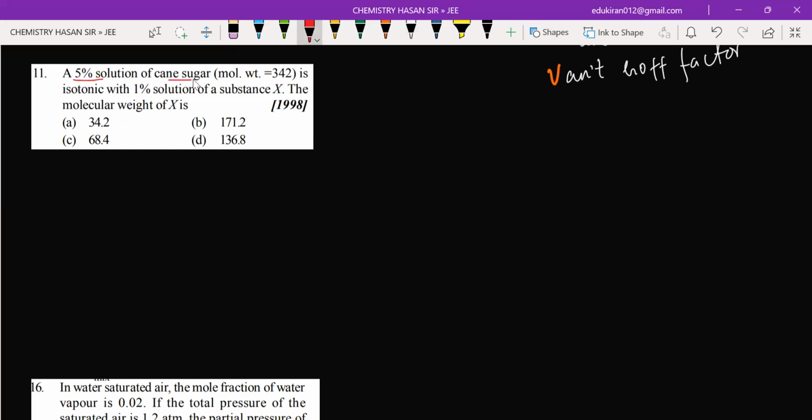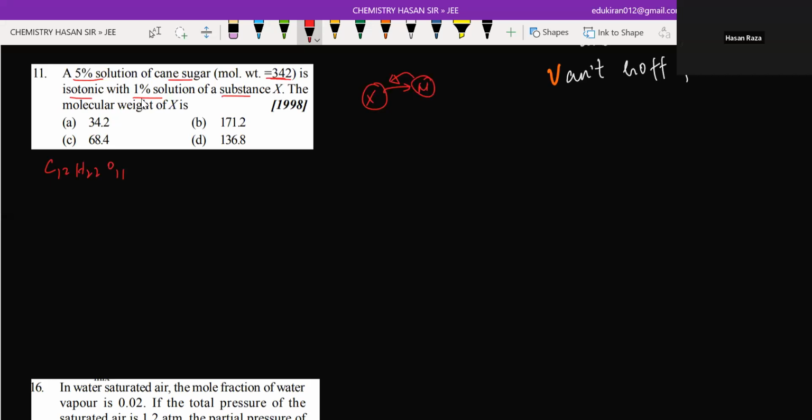A 5% solution of cane sugar, C12H22O11, which has a molecular weight that is given, is isotonic with a 1% mass solution of substance X, and we need to calculate the molecular weight of this X. First of all, do you know what this isotonic means here? Isotonic is concentration basically of solute equal to solvent.